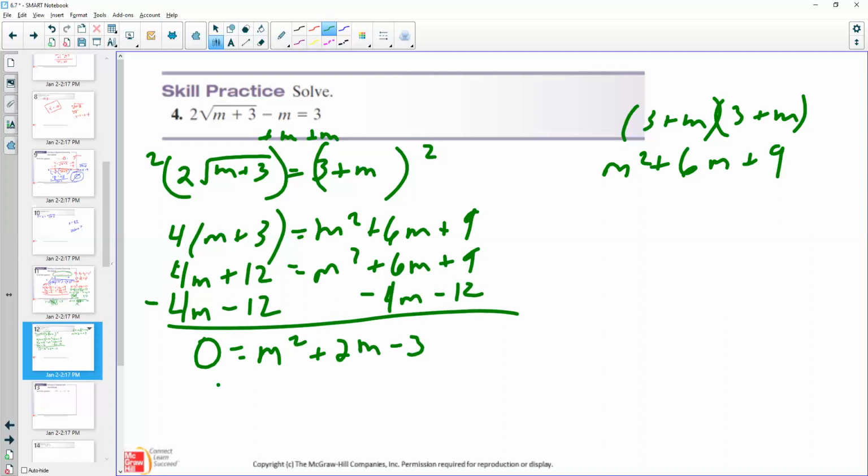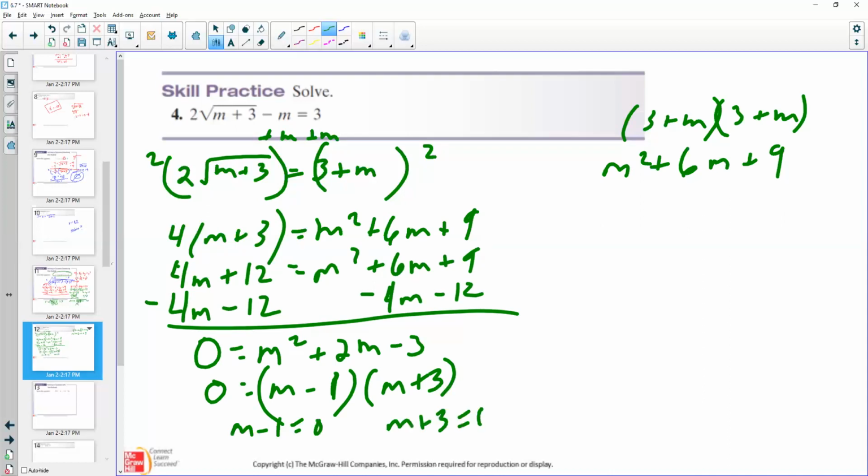So that's going to factor. Let's see, m minus 1, m plus 3. Because those minus, that will make negative 3 and it'll add to 2. So I'm going to get m minus 1 equals 0 and m plus 3 equals 0. That means m is going to be 1 or m is going to be negative 3. So now I have to check them.